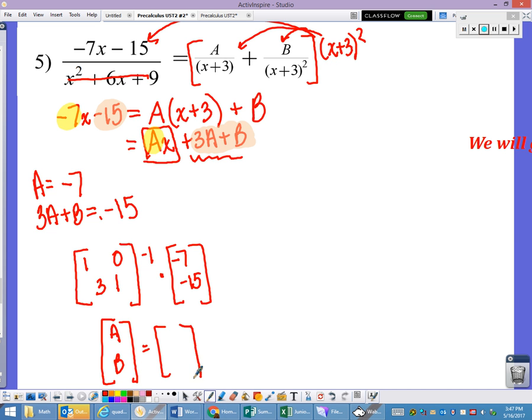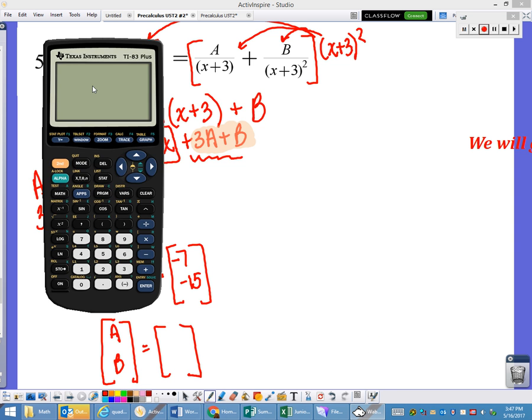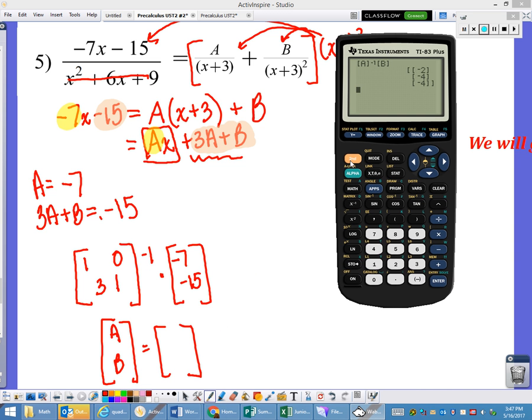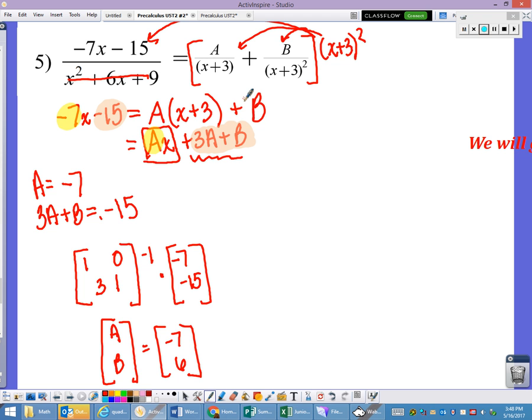So again, you're going to want to plug that in your calculator, and we'll bring that up here for you. I'm only doing a 2 by 2, and I have 1, 0, 3, 1. And then I have a 2 by 1 matrix, which is negative 7 and negative 15. I'm going to do A inverse times B. Notice I just did that last, so I'm going to take my last entry, which was A inverse B, and I have negative 7, 6. So that's what I plug right in here for A and B.